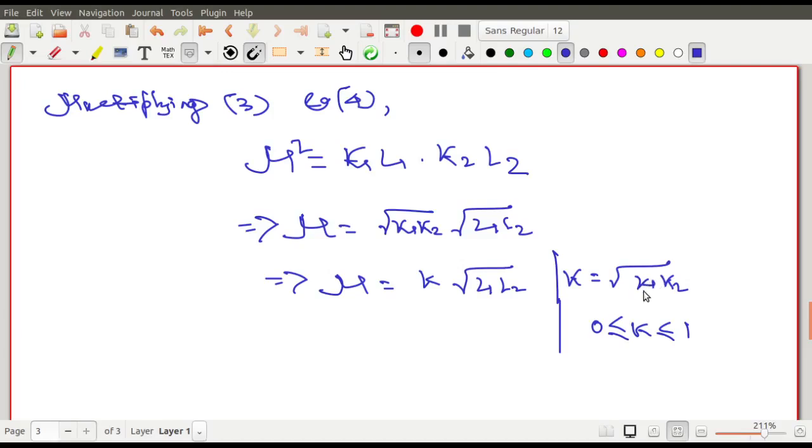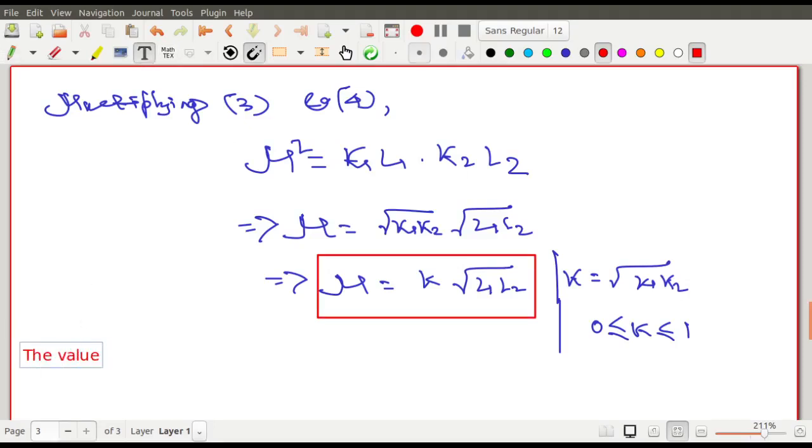K1 K2, suppose the value of K1 is 1 and K2 is 1, then the product will be 1, and if K1 is 0 and K2 is 0, then the value is 0, and for any arbitrary values they will lie between 0 and 1. So this is a very important relation in electromagnetic induction, a very important relation in electromagnetism. That is the relation between self inductance and the mutual inductance. So I write it over here. The value of K varies from 0 to 1, right?